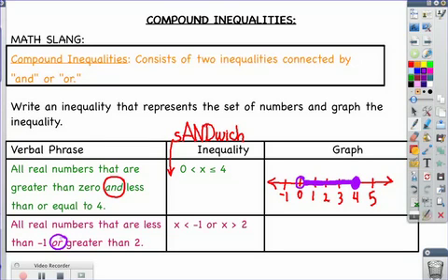When we draw it, it's on one number line. x is less than -1, so an open circle shaded to the left, or x is greater than 2. Open circle shaded to the right.